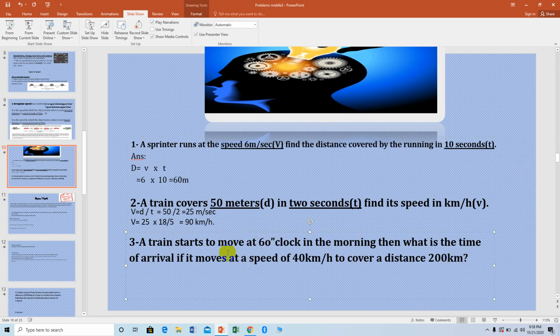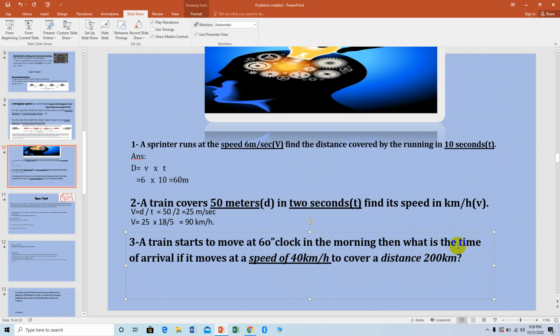A train starts to move at 6 o'clock in the morning. Then, what is the time of arrival if it moves at a speed of 40 kilometers per hour to cover a distance of 200 kilometers? I prefer that you write the given things. For example, here he gave you the speed, so this is the speed given. And also he gave the distance, so this is the distance. What does he want from this?